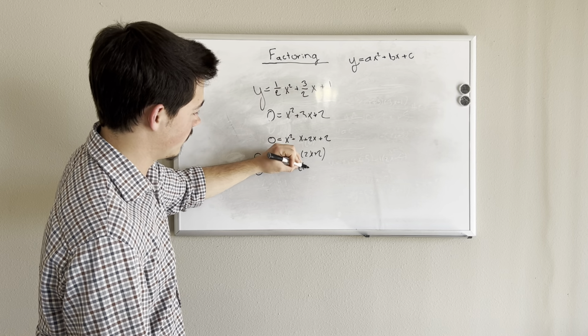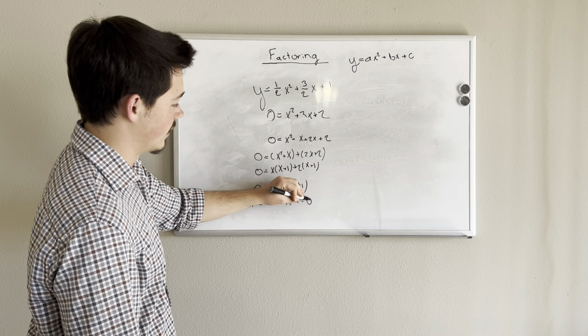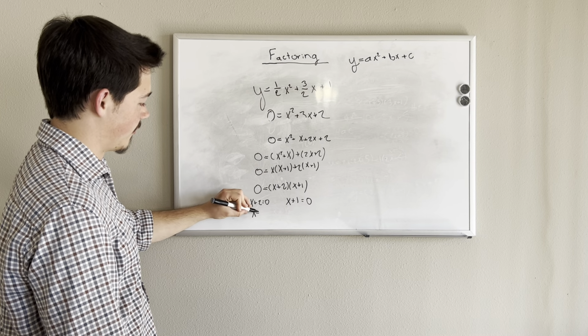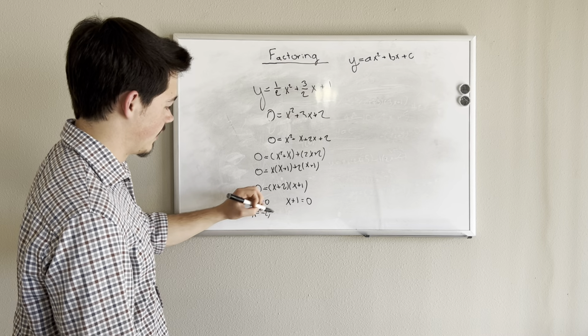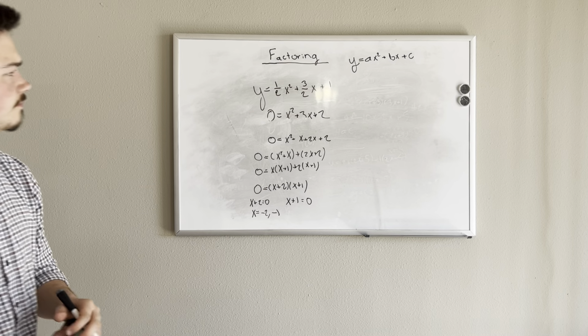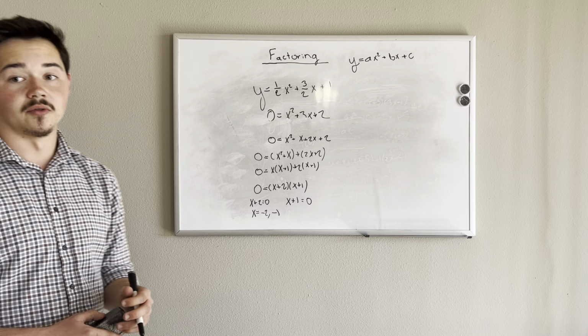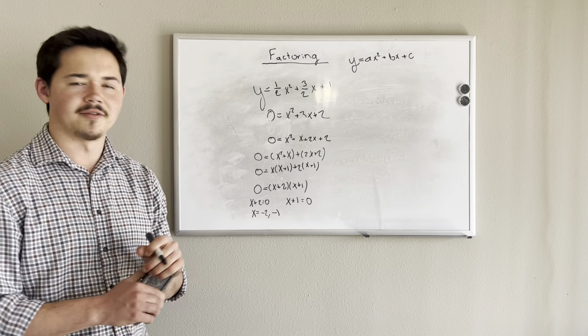So we have x plus 2 times x plus 1. From there we can solve for our roots. This gives us x plus 2 is equal to 0, and x plus 1 is equal to 0. So our final roots are x is equal to negative 2, and x is equal to negative 1. And then we can move on to our fifth and final example.